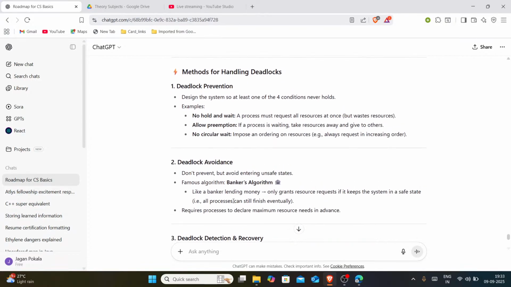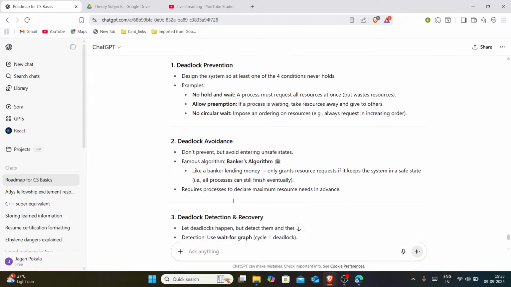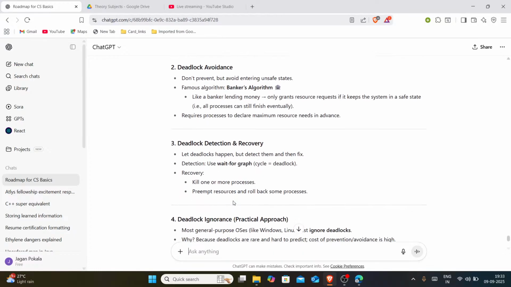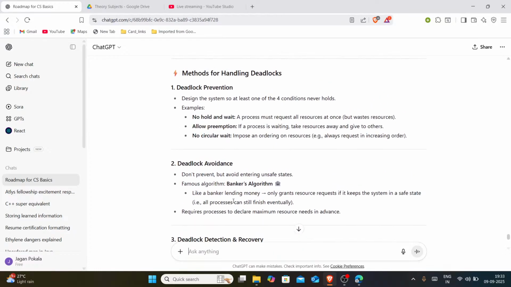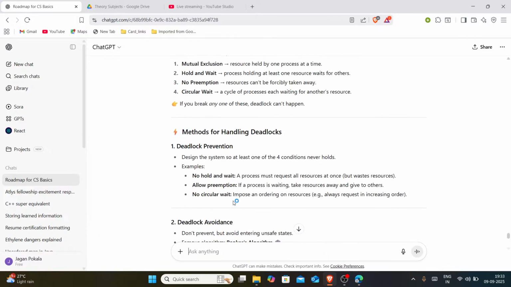And there are 4 ways to handle deadlocks: deadlock prevention, deadlock avoidance, deadlock detection and recovery, deadlock ignorance. Prevention: design the system so at least one of the 4 conditions never holds. Example, no hold and wait: a process must request all resources at once.